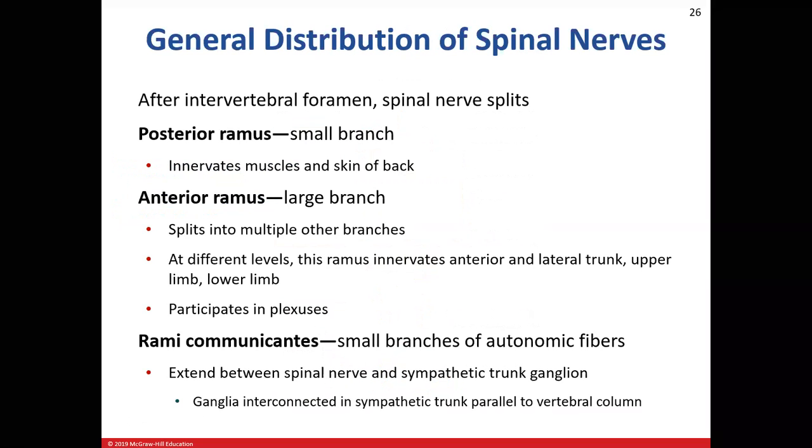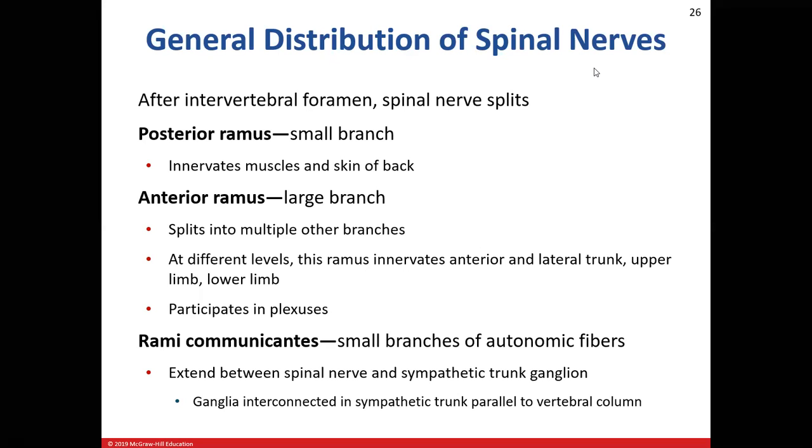Now, as far as the distribution of the spinal nerves, there's also some anatomy that we have to discuss when it comes to the fibers leaving the intervertebral foramen or leaving the spinal cord. And then the spinal nerve will split off. Now, after the spinal nerve splits, we have the posterior ramus, which is going to be a relatively small branch. And it's going to go towards the back tissue, particularly the skeletal muscle tissue of the back. The anterior ramus is a larger branch. It's going to eventually split off into multiple other branches.